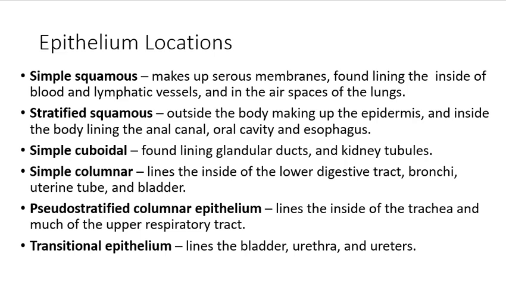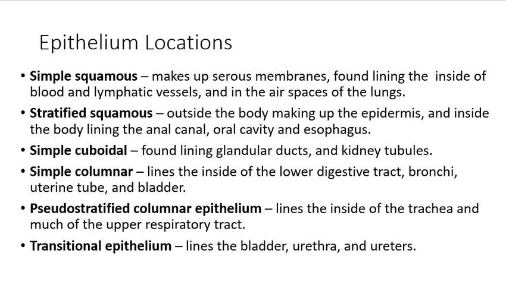There's also simple cuboidal, which we find in a lot of glandular ducts and certain small tubular structures like kidney tubules. There's simple columnar, which lines much of the lower digestive tract, kind of stomach downward. We also find it in the bronchi, uterine tube, and bladder. Again, this is the type that often has cilia or microvilli. It actually has microvilli in your intestines, and that increases surface area. So simple columnar with microvilli is great for absorption.